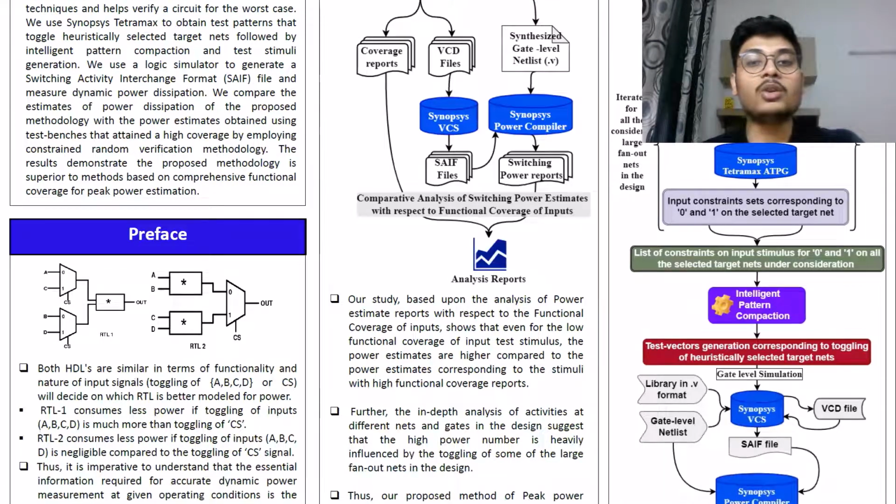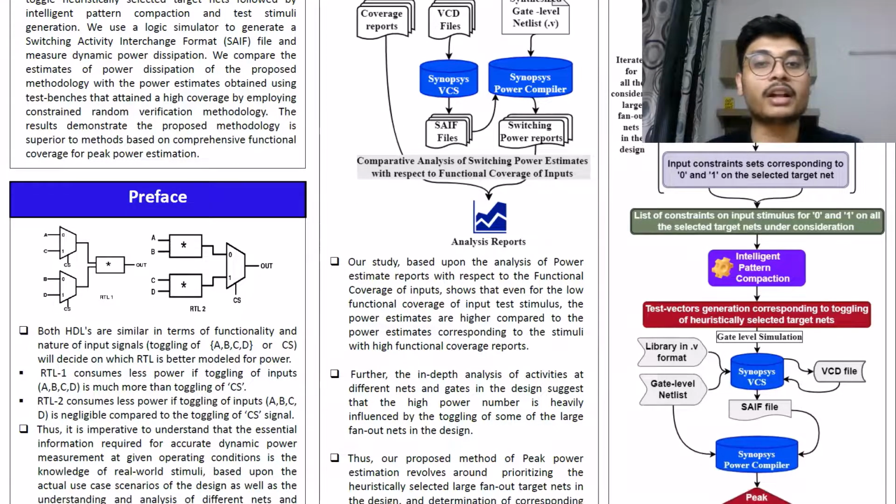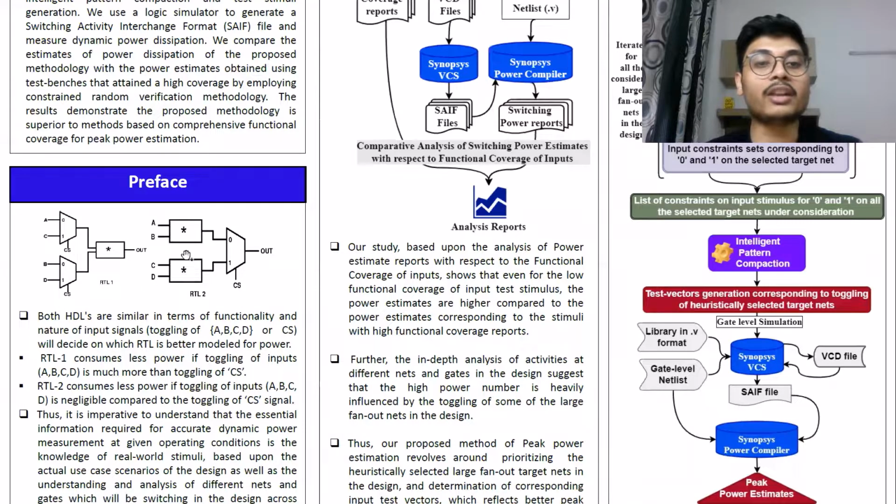So it turns out that the nature of input signals, that is toggling of ABCD or toggling of CS, will decide which RTL is better modeled for power. If toggling of inputs ABCD is more compared to toggling of CS, you can observe that the stimuli triggers more activity in RTL2 compared to RTL1, and thus in this case, RTL1 consumes less power.